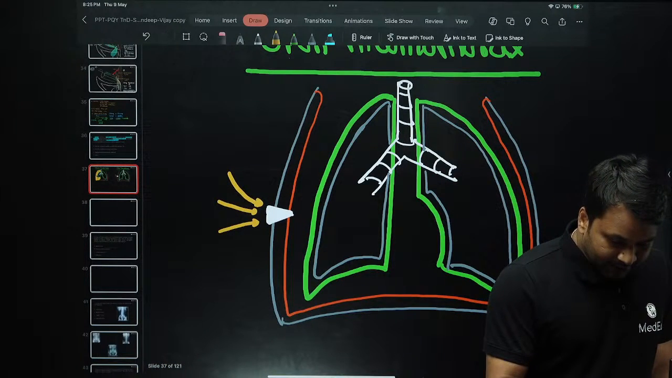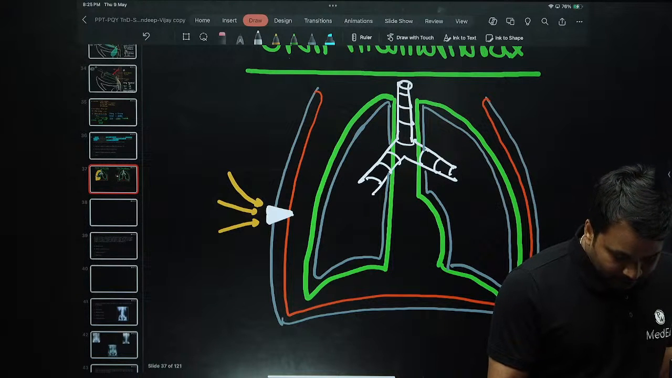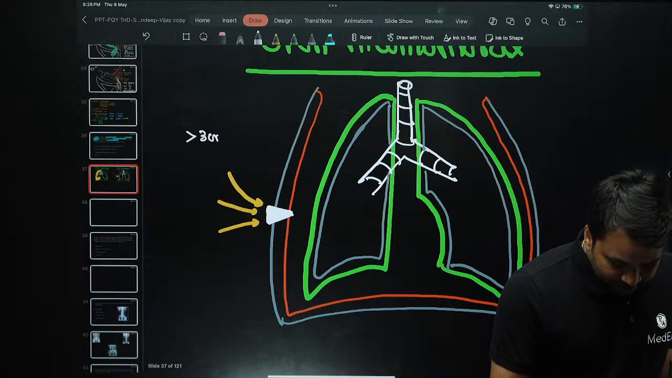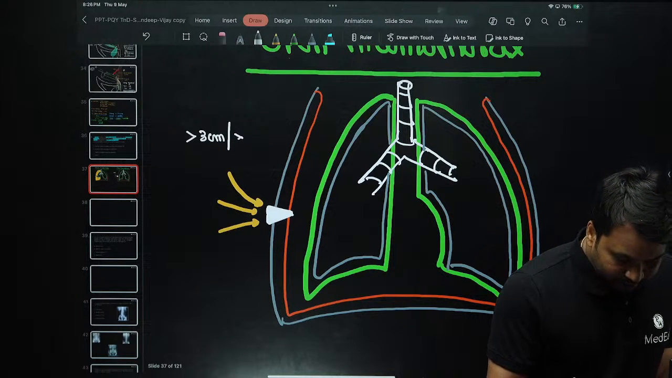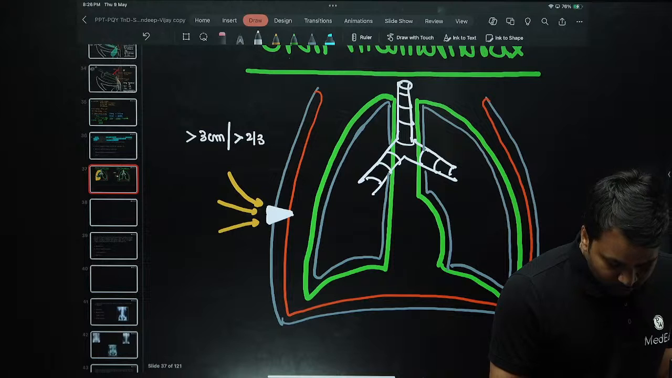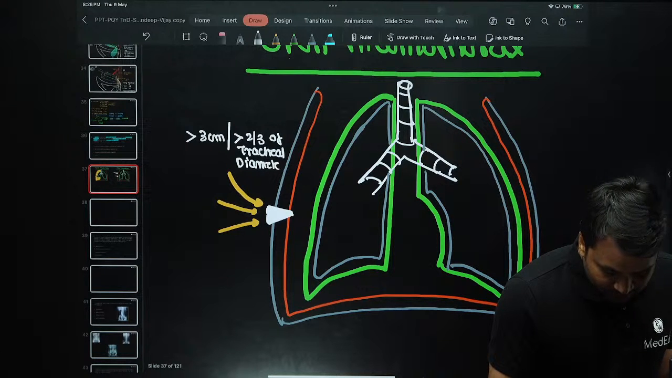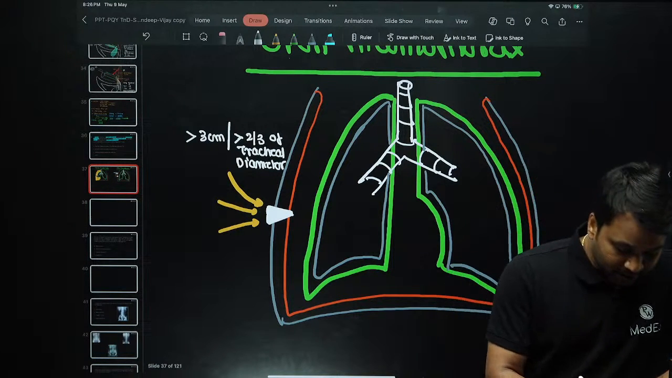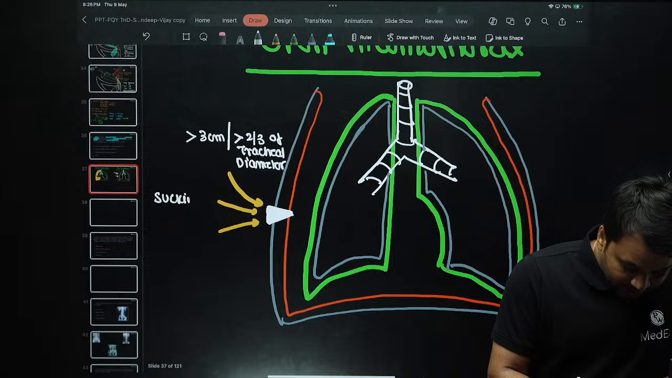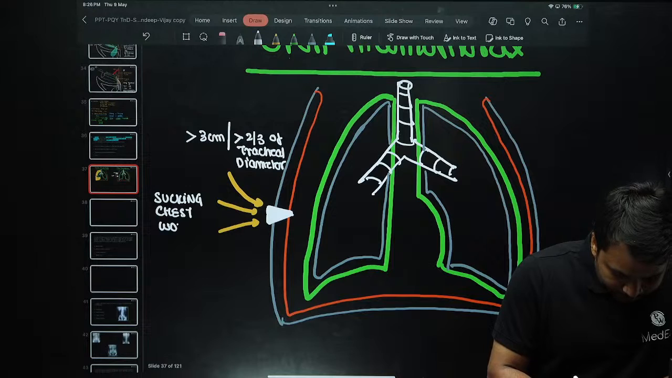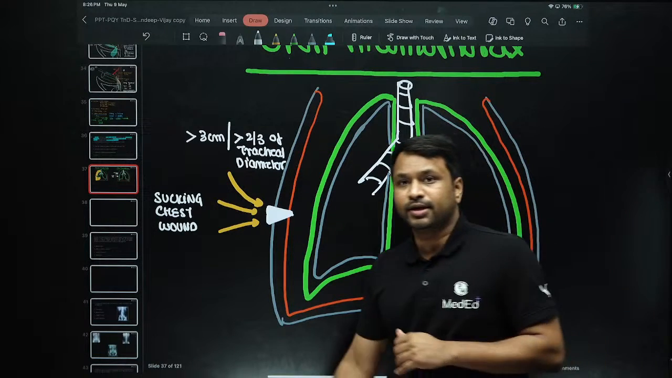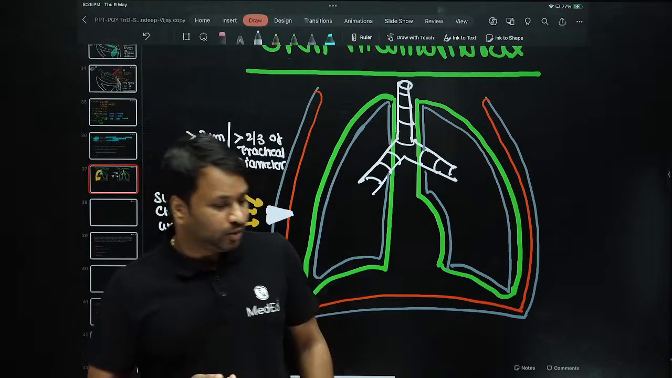The criteria is, remember, either it should be more than 3 centimeters in size or more than 2/3 of the tracheal diameter. This is the wound that has to be created. Because it is sucking the air from outside, it is also given a nickname: sucking chest wound. So it sucks the air into the thoracic cavity.